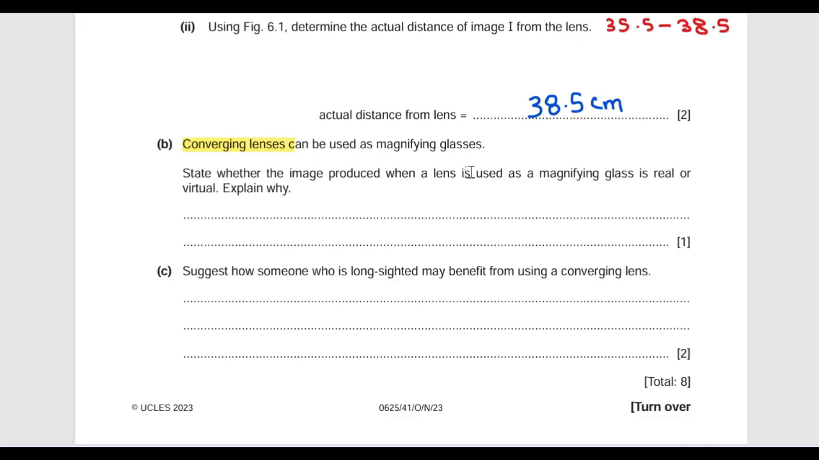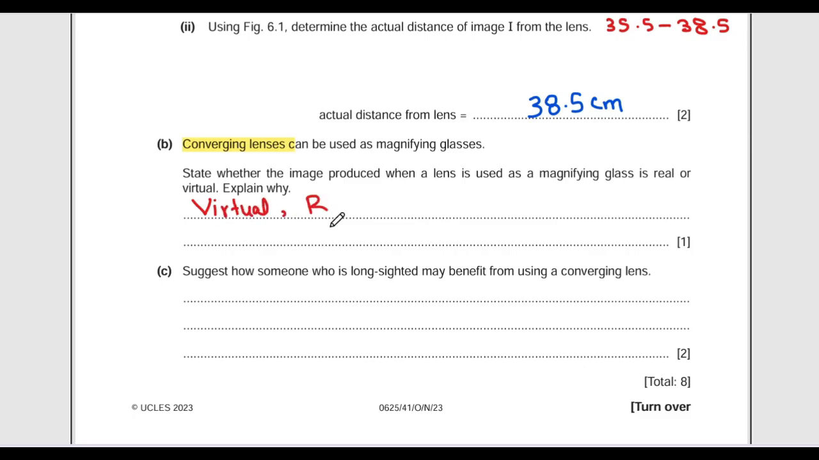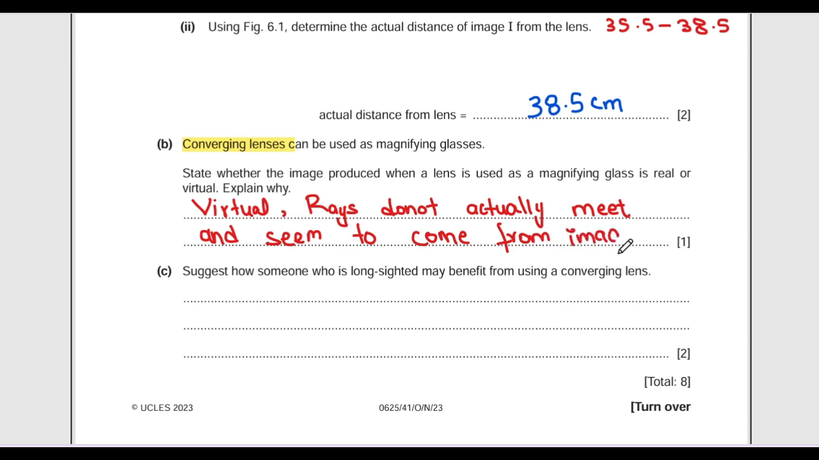B part says converging lenses can be used as magnifying glasses. State whether the image when a lens is used as a magnifying glass is real or virtual and explain why. So this is the case when the object is between F and the lens. The lens is used as a magnifying glass, and in this case the image is not formed by actual meeting of the rays, but the rays appear to meet. So this is a virtual image, and the rays do not actually meet, but they seem to come from an image.